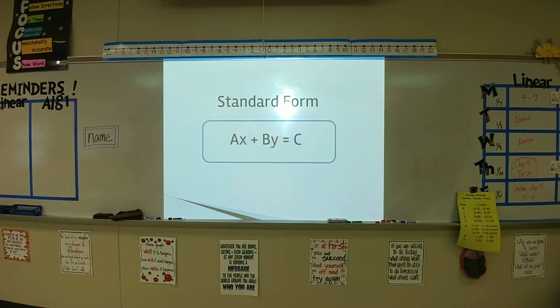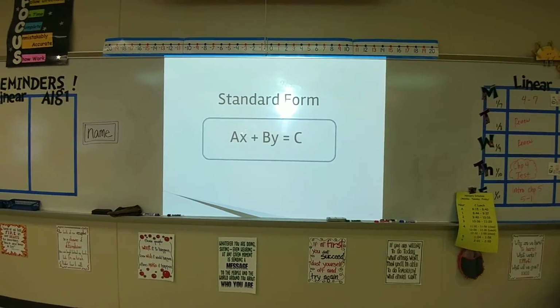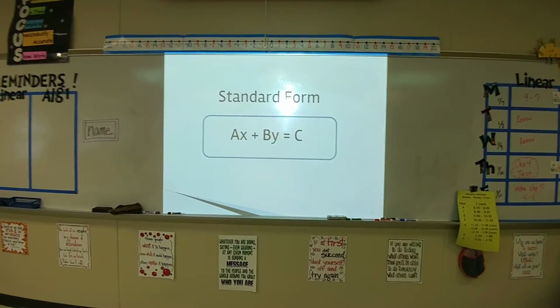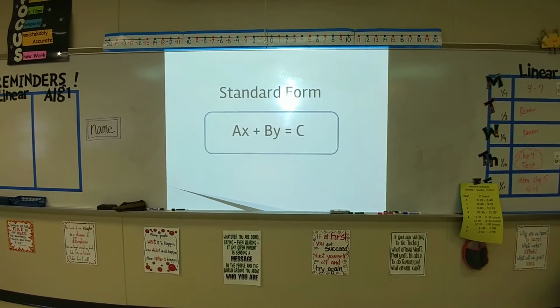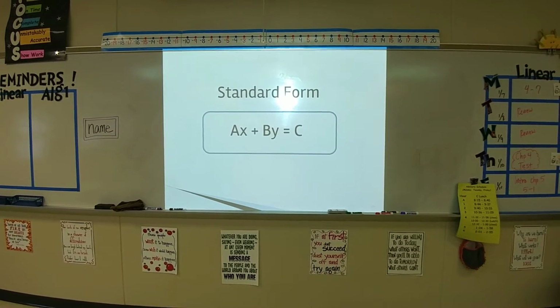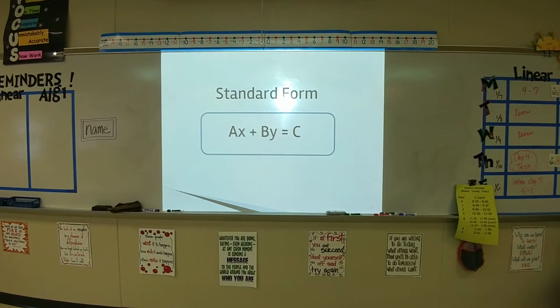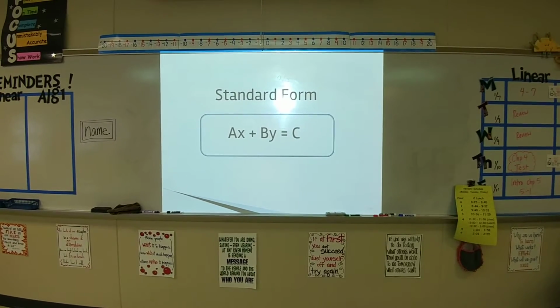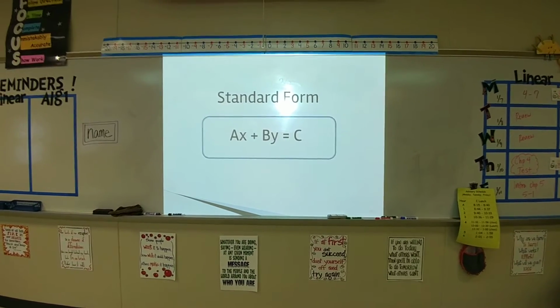Of course, the x and the y that you see in this equation are all of the ordered pairs that are along the line. The a, the b, and the c represent numbers, but not any particular numbers. They're not the slope, they're not the intercepts, they're not anything.